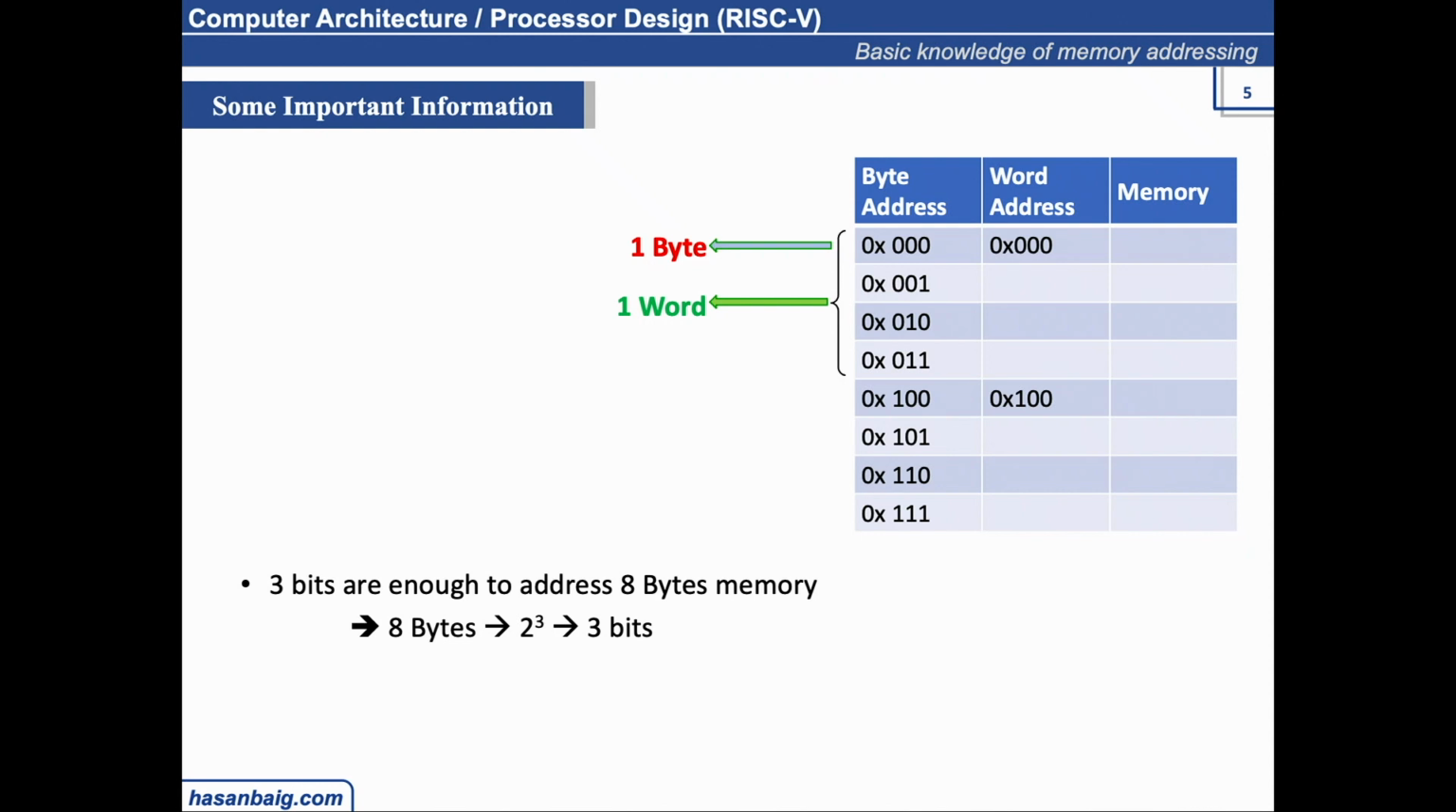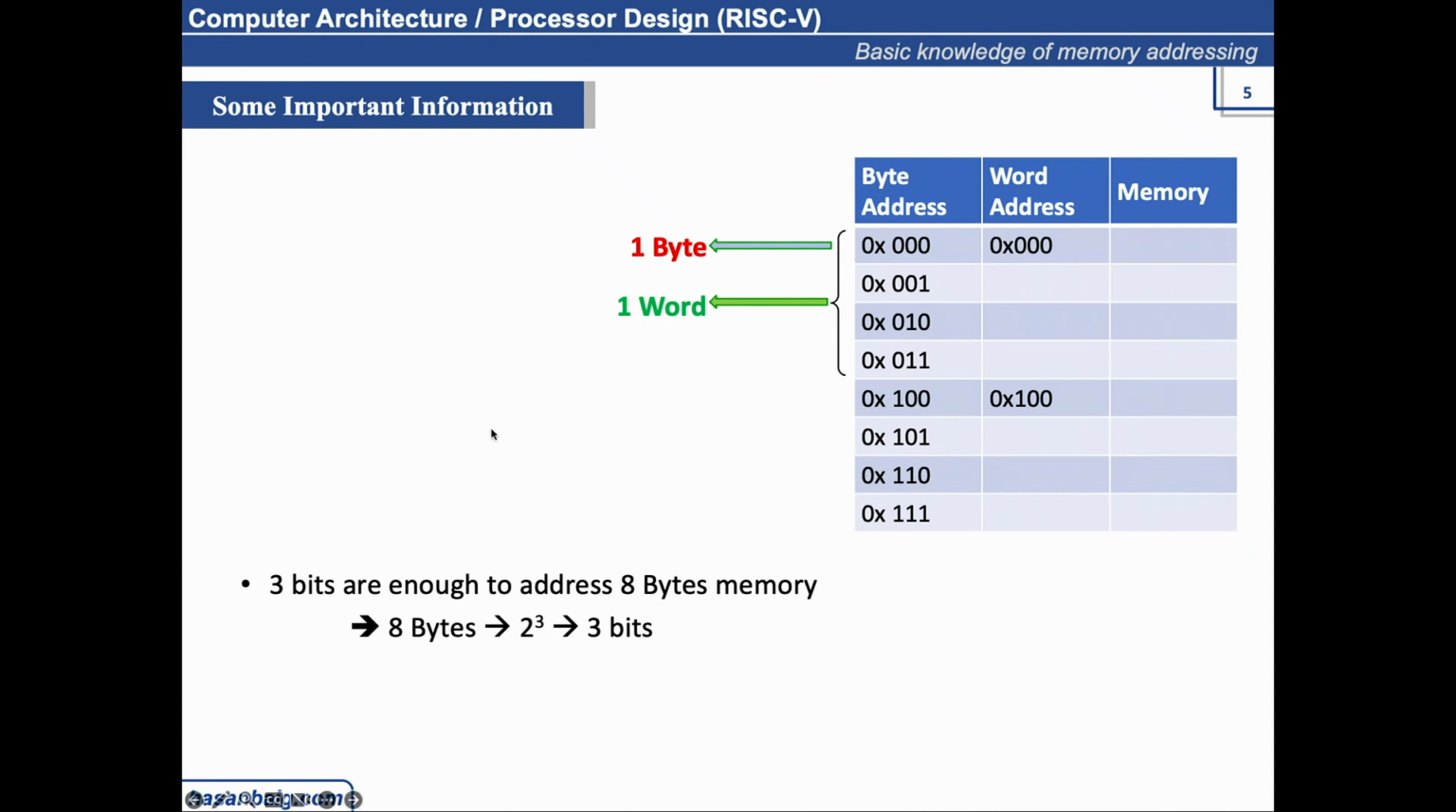What is the maximum value that you can represent in 3 bits? 7. The minimum value is 0, so 0 to 7, there are a total of 8 values. So we can access each byte with 3 bits only.